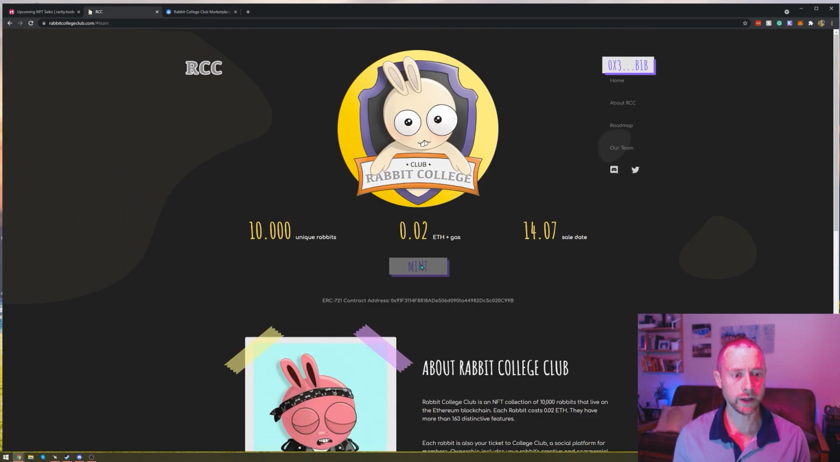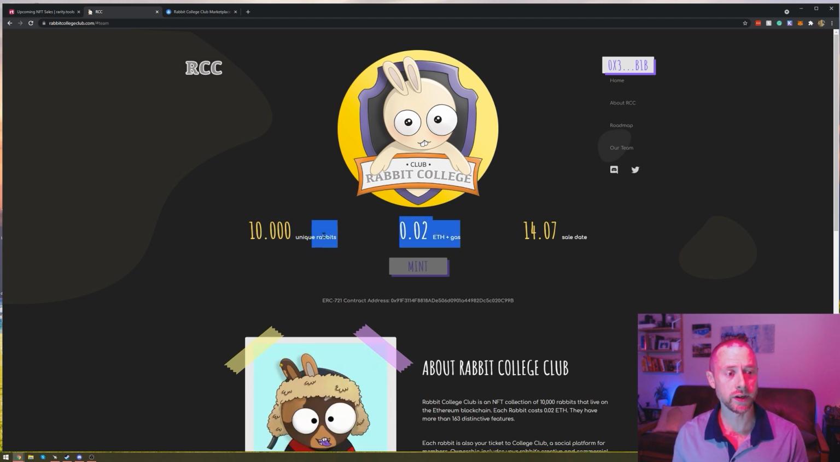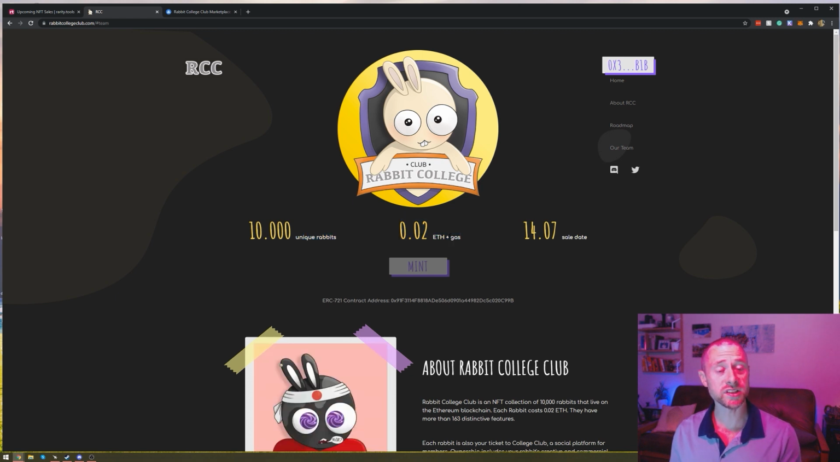And we can't click on mint right now, but what will happen is at 6 p.m., this button should become live for us to click on, assuming their website doesn't crash and everything goes well. But it's telling us there's 10,000 unique rabbits. They decided to use a period instead of a comma, which I find interesting. 0.02 Ethereum plus the cost of gas to acquire one.